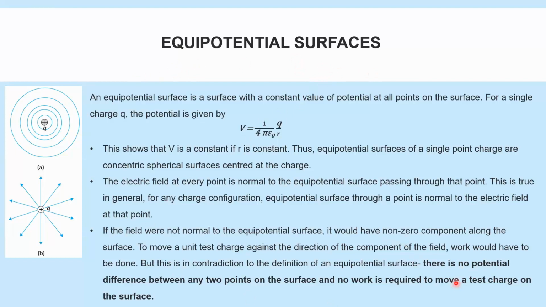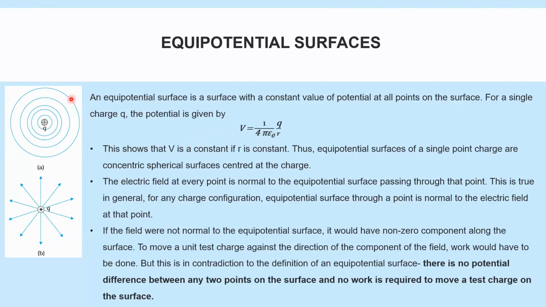With an equipotential surface, we say that there is no potential difference between any 2 points on the surface, and because there is no potential difference, there should be no work required to move a test charge on the surface. As we had seen, the work done in moving from one point to another is equivalent to the electric potential difference between the 2 points.